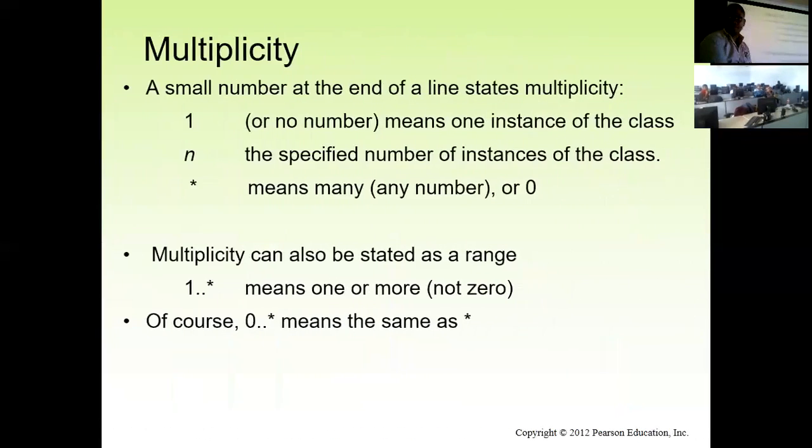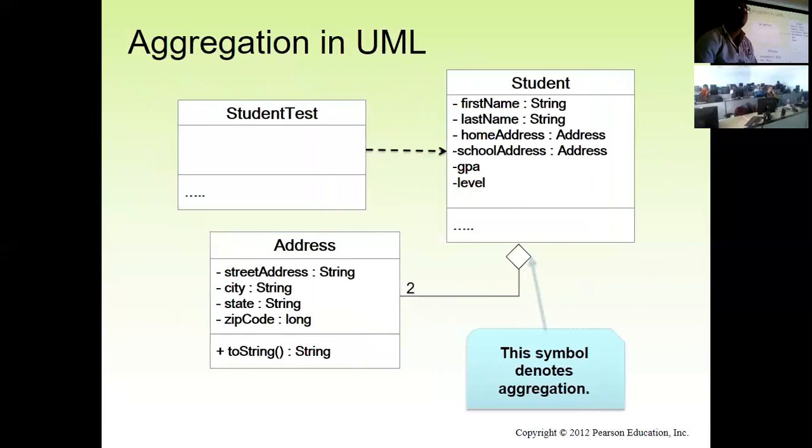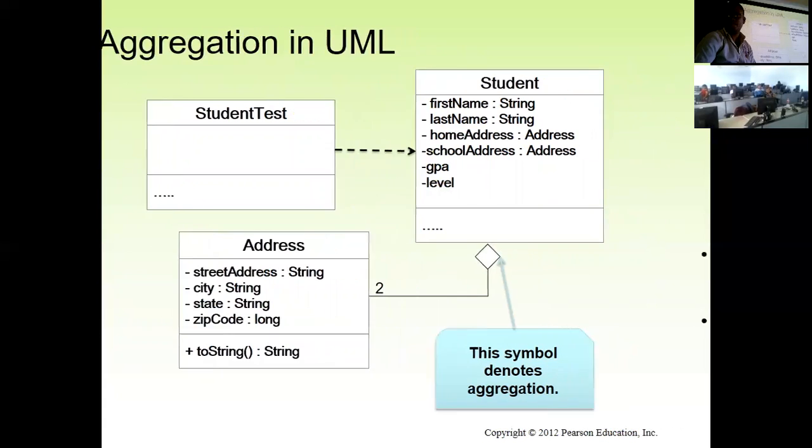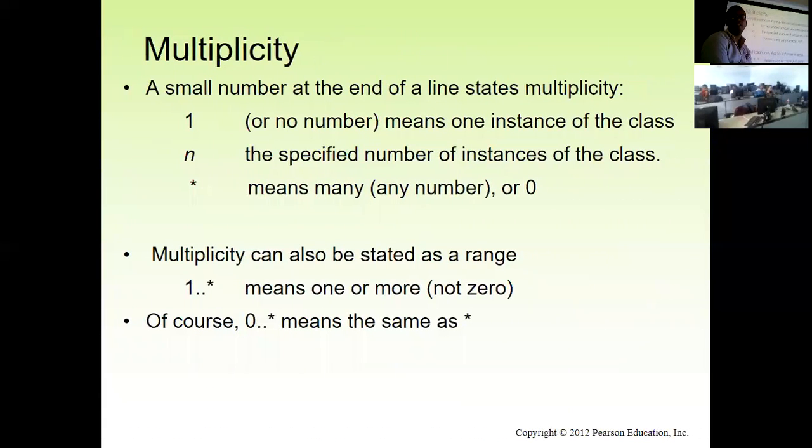Good. Now, just to give you an idea of what these actually mean, when we have one, it means one instance of the class. N can be any number. It could be 3, it could be 5. So in this case, our 2 would represent N. Yes? And then star means many or any number. Now, if you have 1 dot dot star, it means 1 or any amount. If you have 0 dot dot star, it means 0 or any amount.